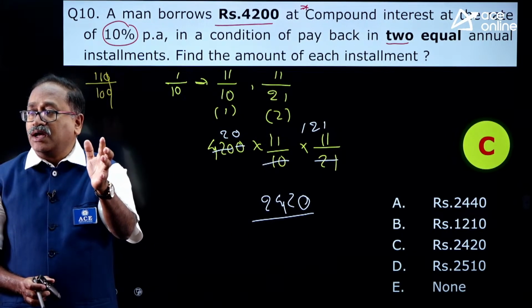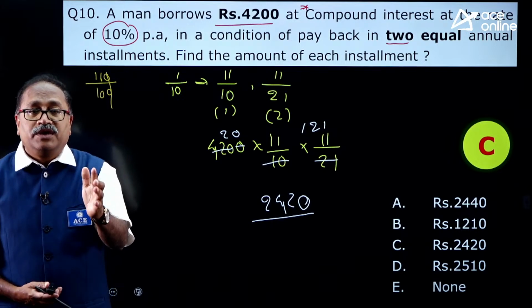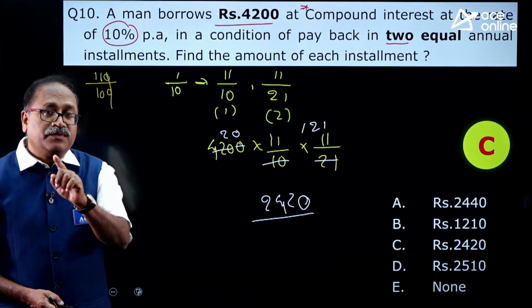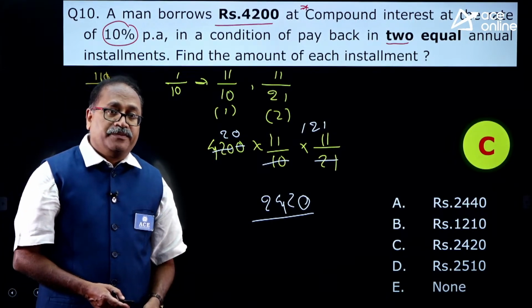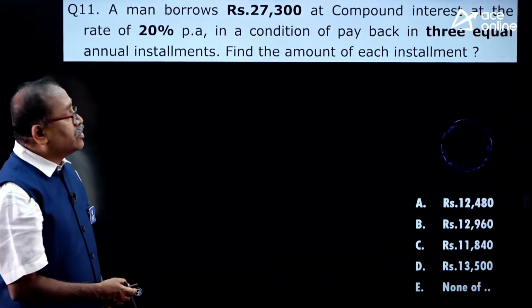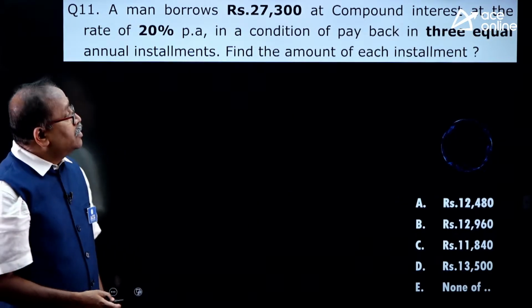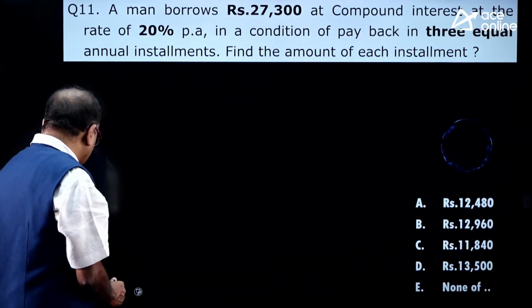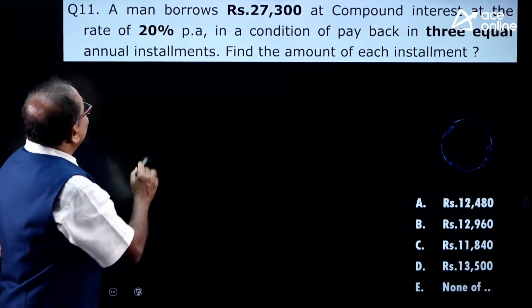Okay, I think Anusha has done it clearly. Likhita must have understood it. Now I will go for 3 equal installments. The next question is based on this. 3 equal annual installments. Check this one, what is happening.